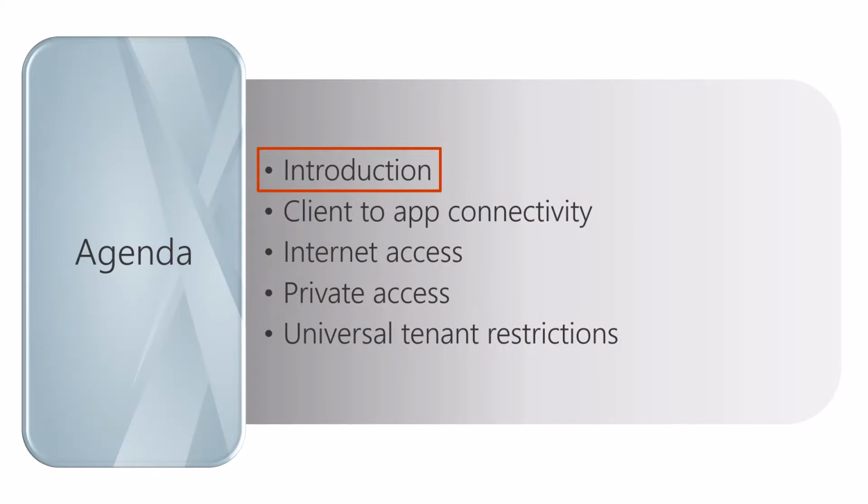I want to start with an introduction, then we'll go and look at client to app connectivity. We'll have a look at what internet access is, private access, and then finally universal tenant restrictions.